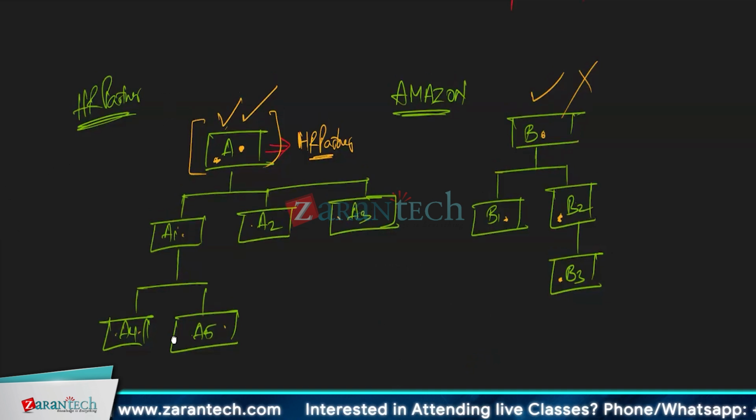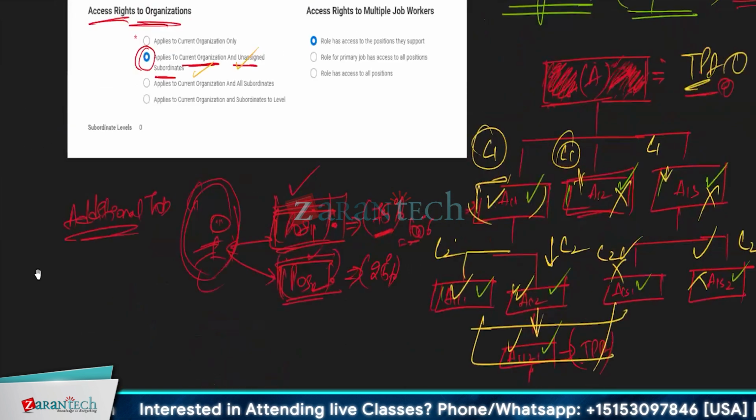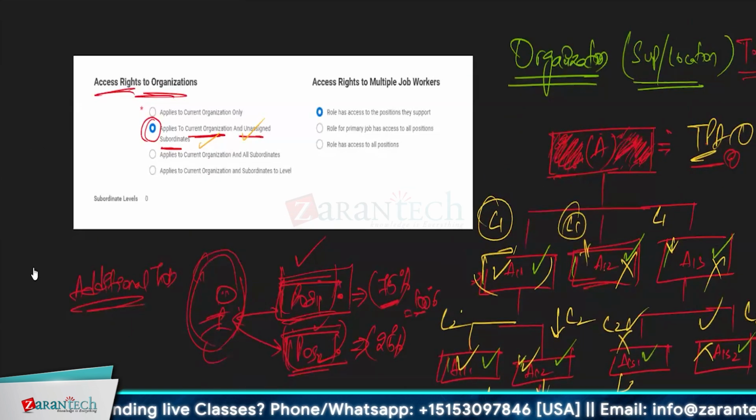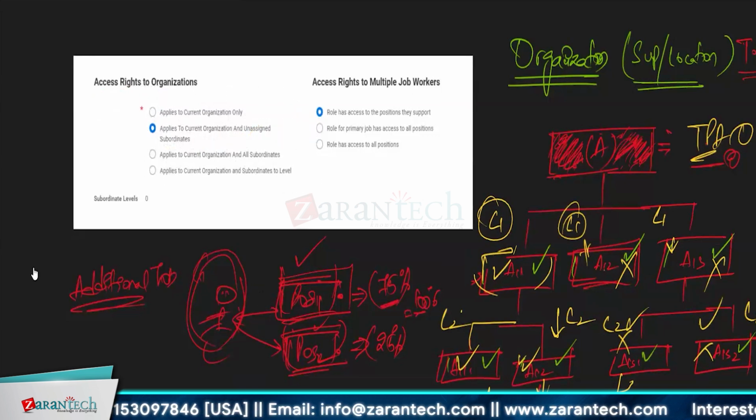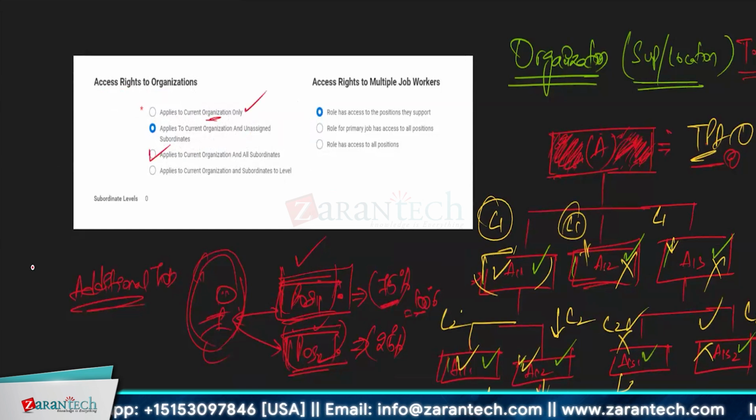So in that regard, you would rarely see someone using a second option. Most of the times, if you go to any kind of role-based security, you will see that the security group is either of these two. It is either applies to organization and all subordinates, or option one: only the current organization, or the current organization and all subordinates.